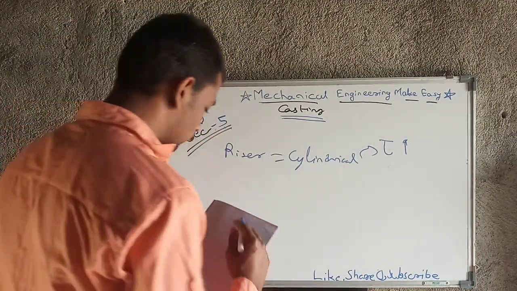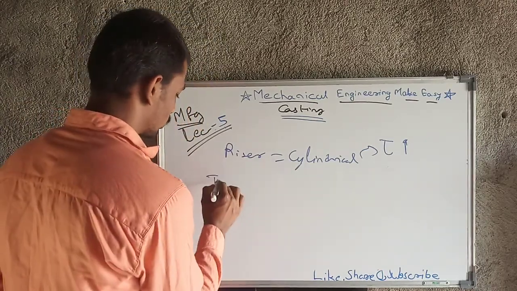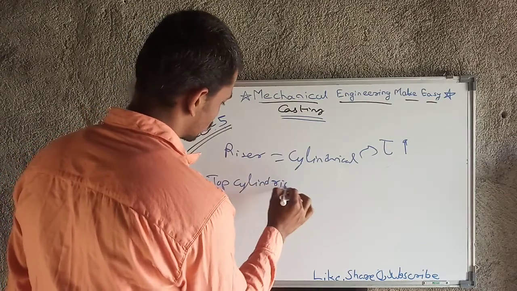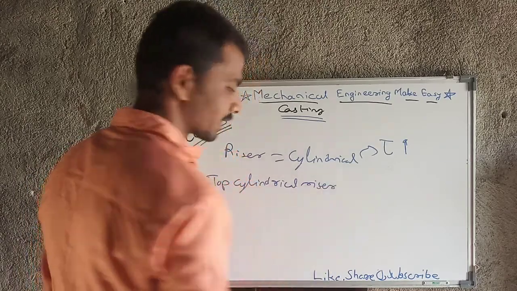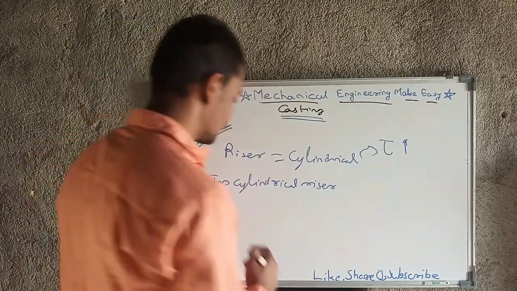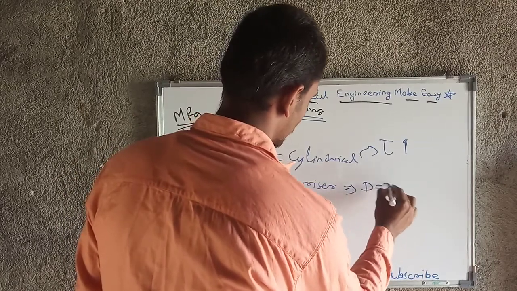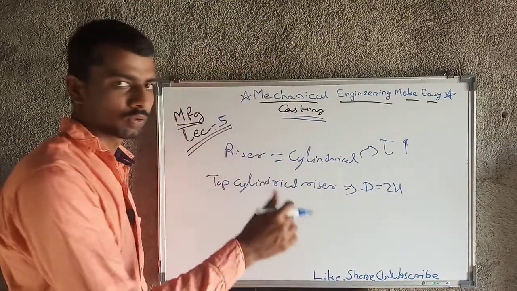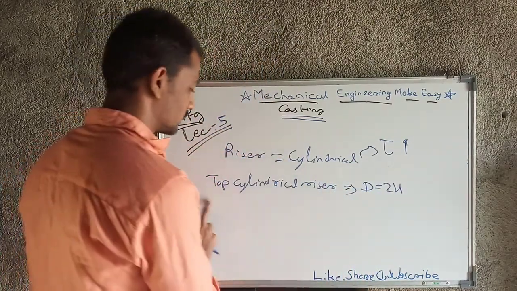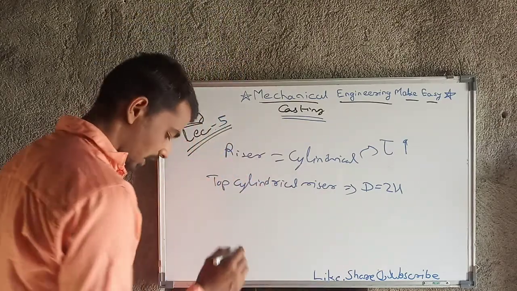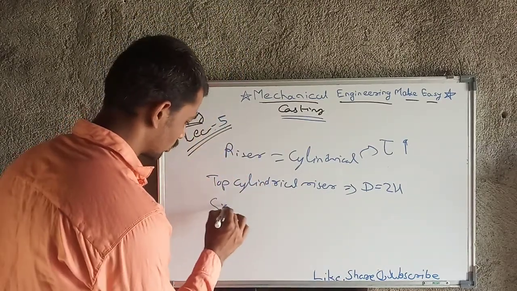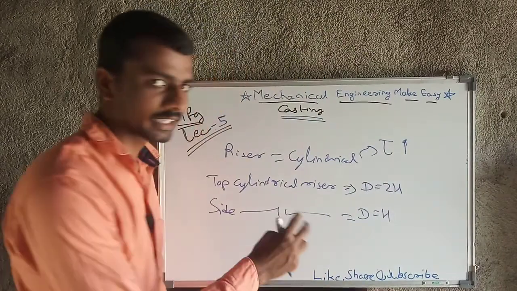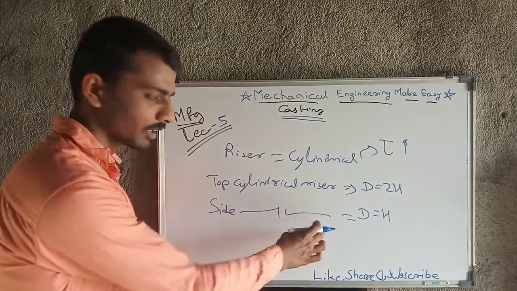And for a top cylindrical riser, if the riser is located at the top of the casting, then in that case the diameter is equal to 2 times the height. Okay, it means the diameter of the riser will be equal to 2 times the height. So this is for the top cylindrical riser. And for a side cylindrical riser, the diameter will be equal to the height, meaning height and diameter are equal for a side cylindrical riser.